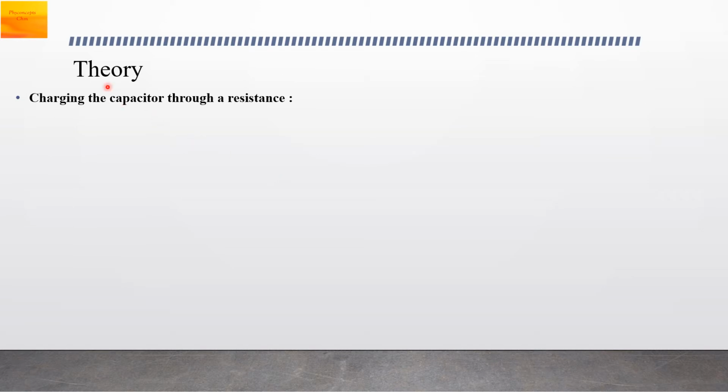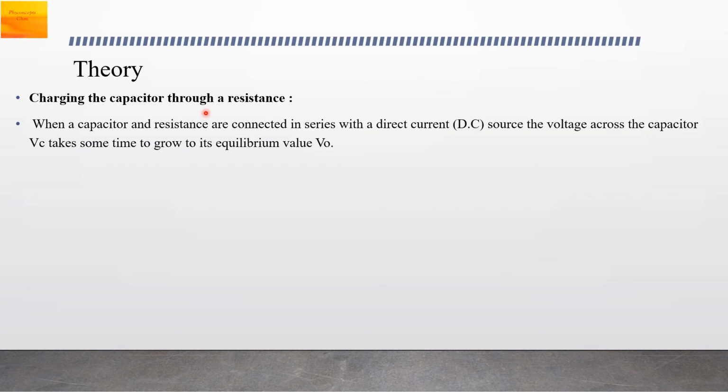Theory: there are two parts. The first one is charging the capacitor through a resistor. When a capacitor and a resistance are connected in series with a DC current source, the voltage across the capacitor Vc takes some time to grow to its equilibrium value Vo.